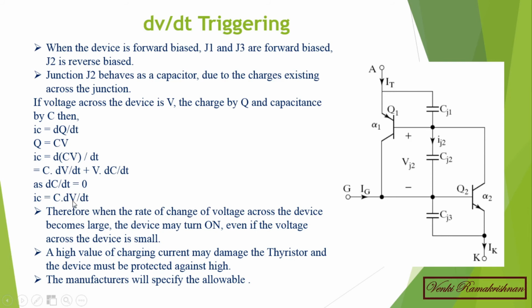Therefore, if you are applying a certain rise in voltage or a certain dip in voltage, that is, the change in voltage is rapid, your IC, that is the capacitance current, will be very high. Therefore, this capacitance current may turn on your thyristor. So it should be avoided, as it leads to false triggering of your thyristor. The manufacturer will specify the allowable change in voltage to avoid this kind of false triggering.